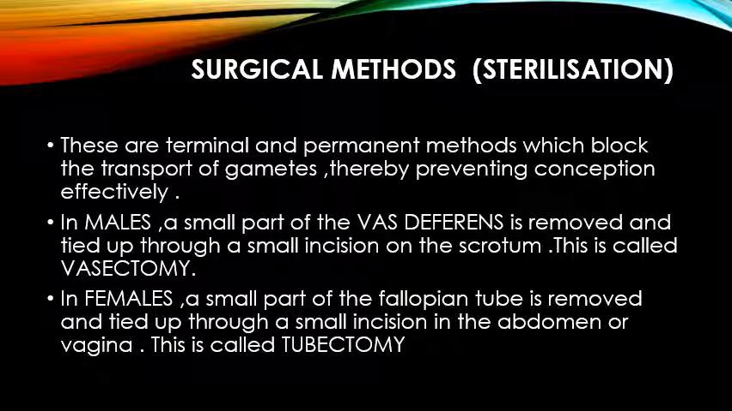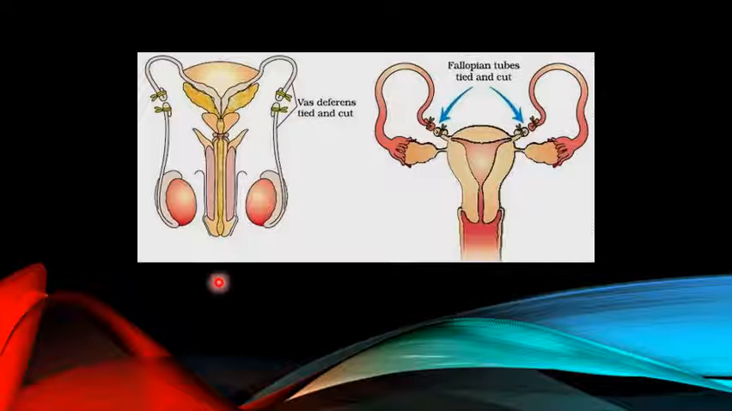Have a look at the pictures. Images are in the male reproductive system. You can see the vas deferens is being cut and tied, ligated. This is what is called vasectomy. Whereas in the female reproductive system, the fallopian tube is being cut and tied, and this is called tubectomy. This is permanent, this is irreversible, and this is known as the terminal method of contraception.